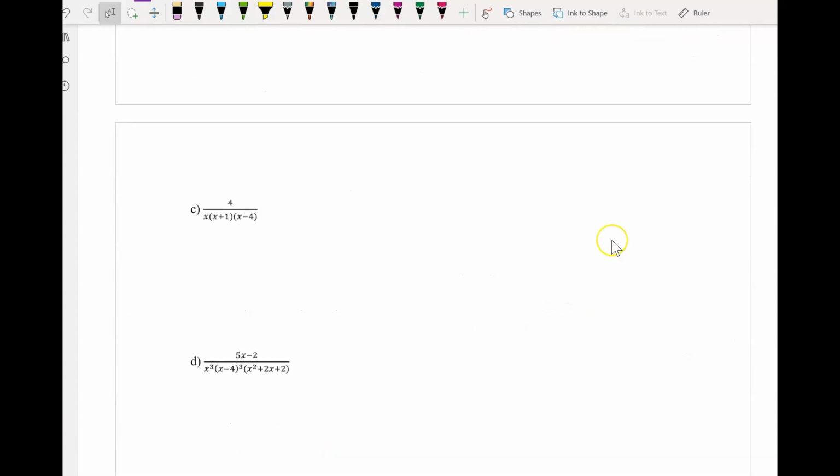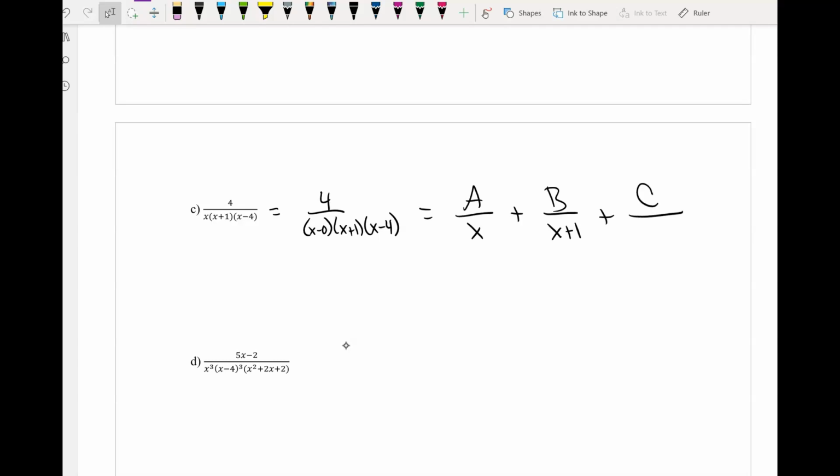Now, what about this guy? You see not repeated factors. Be careful, this x is still a factor. You can think about the denominator as (x minus 0)(x plus 1)(x minus 4). So be very careful that this is also a factor. So this is just going to be equal to A over the first one, which is x, plus B over the second one, which is x plus 1, plus C over the last one, which is x minus 4. None of these are repeated.